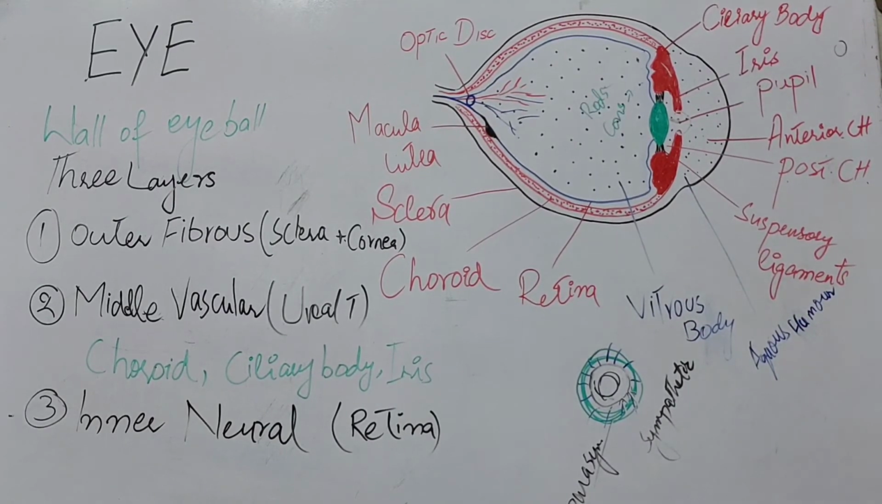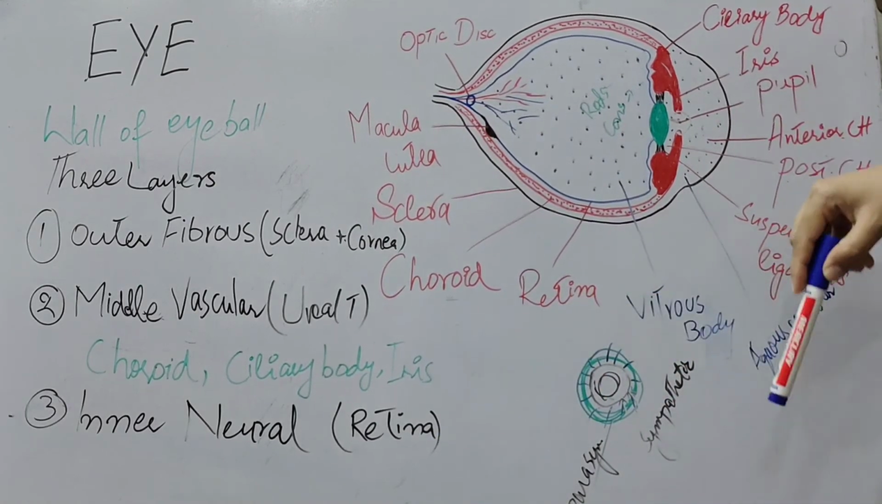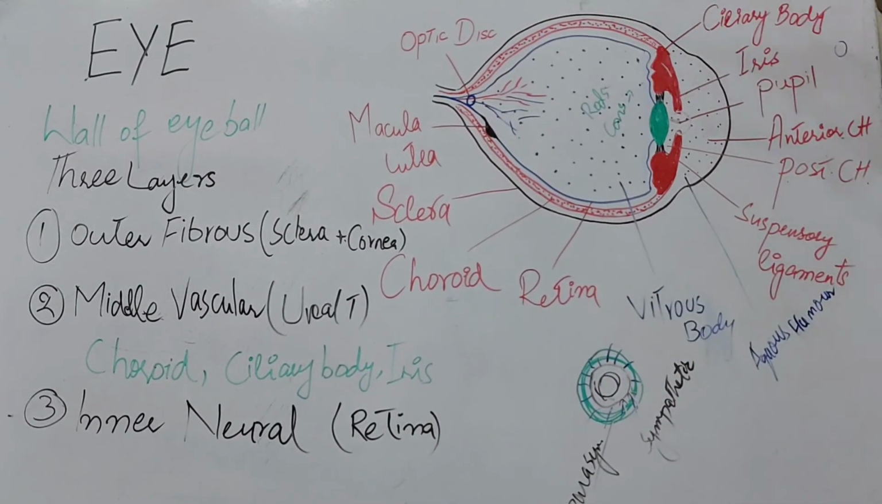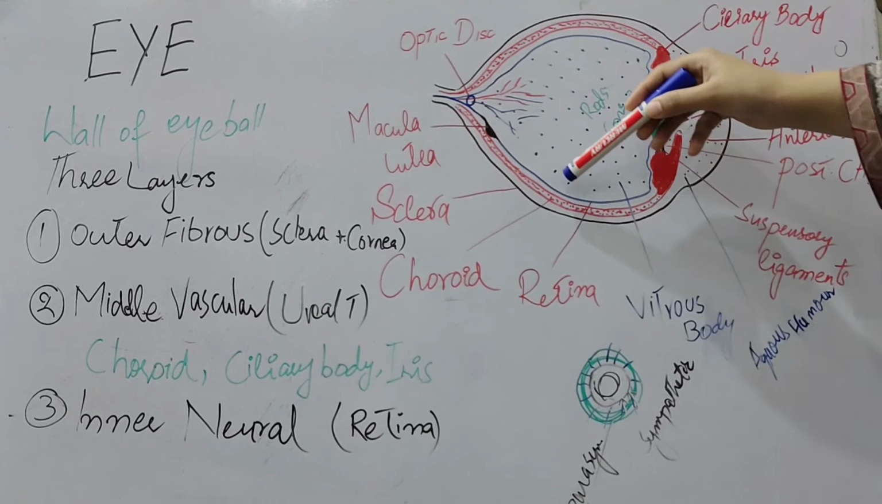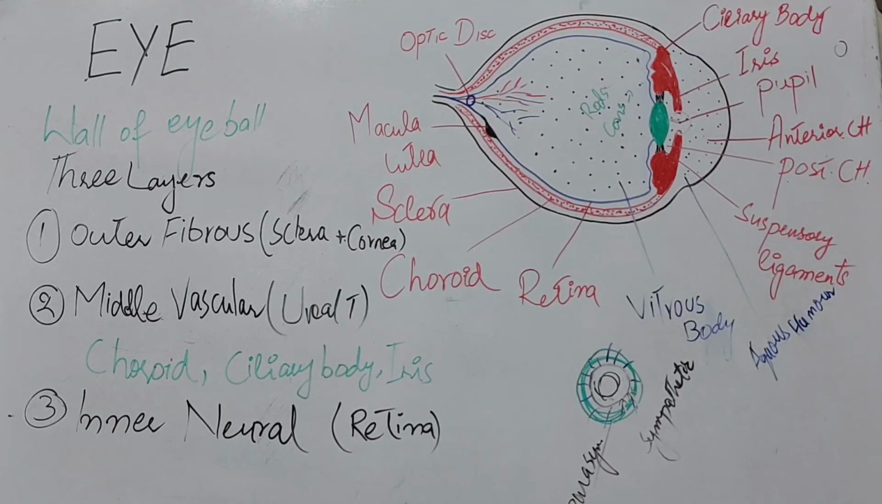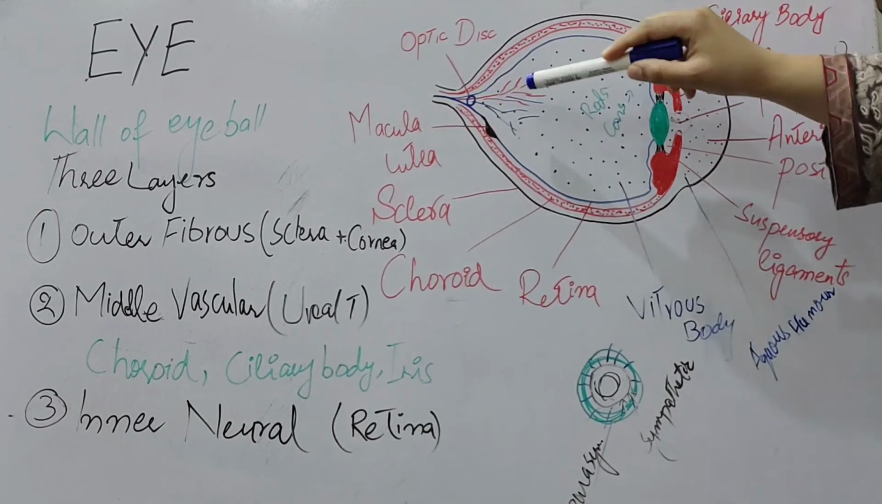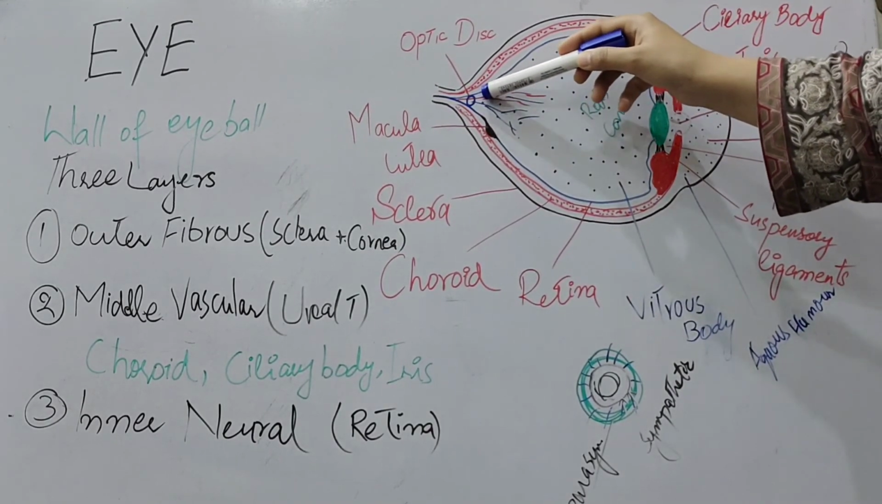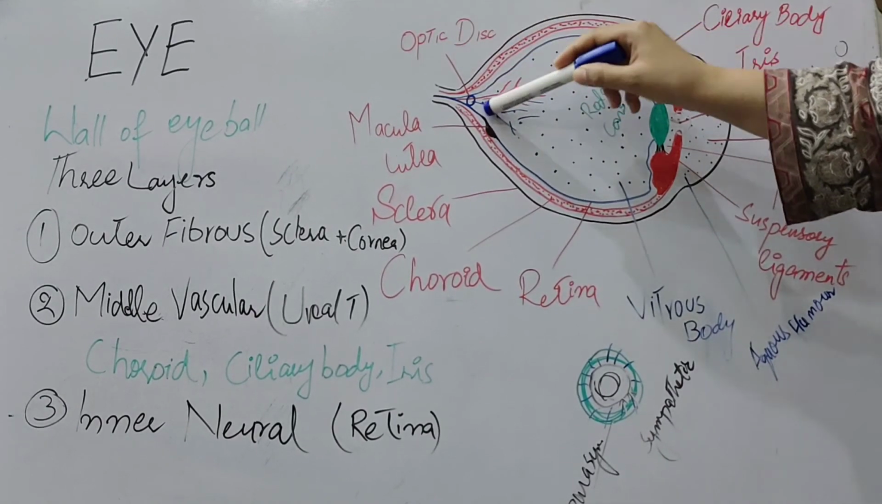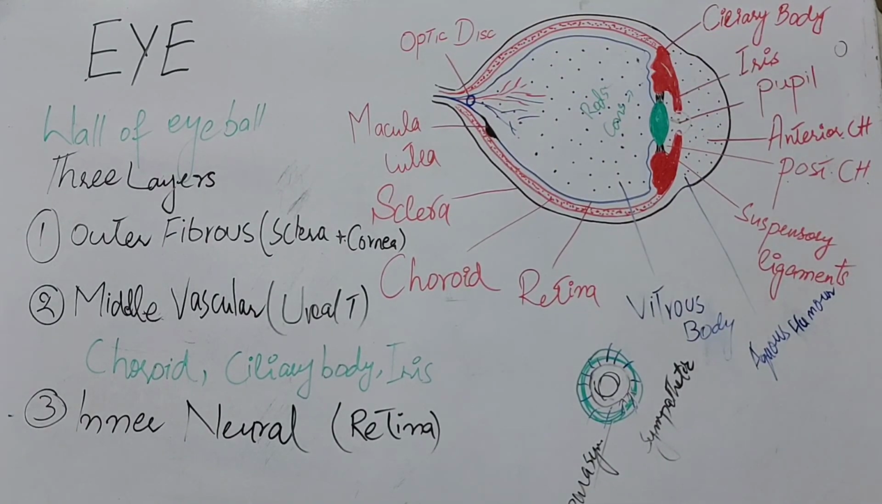Now coming to the innermost neural layer of the eyeball, this layer is also known as retina. This blue line is showing the retinal layer of the eyeball. All this neural tissue finally combines or collects to form a single nerve, and this nerve is known as optic nerve. The point at which the optic nerve exits the eyeball is known as optic disc or dark spot.